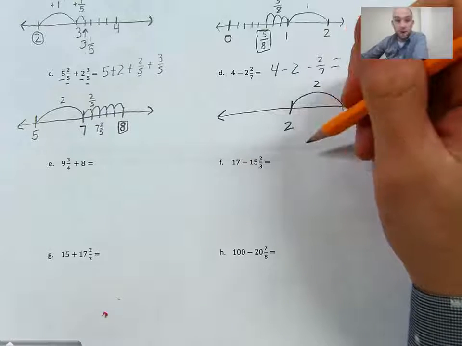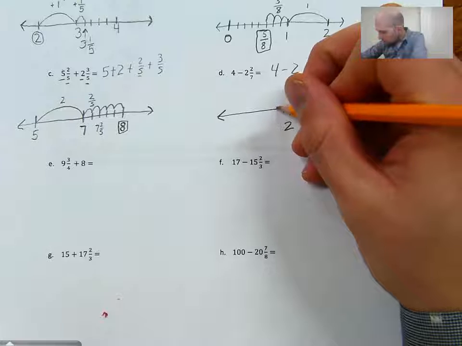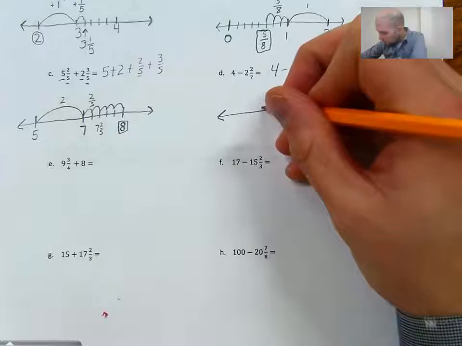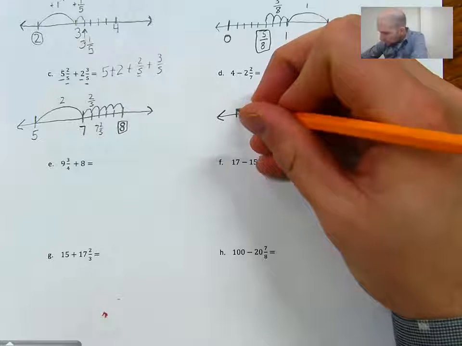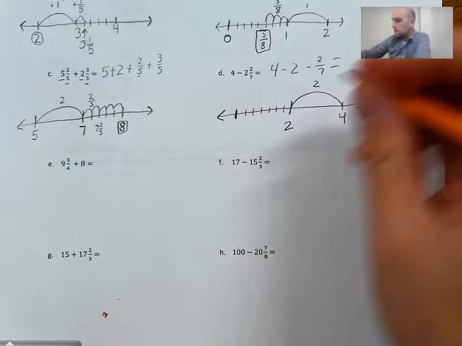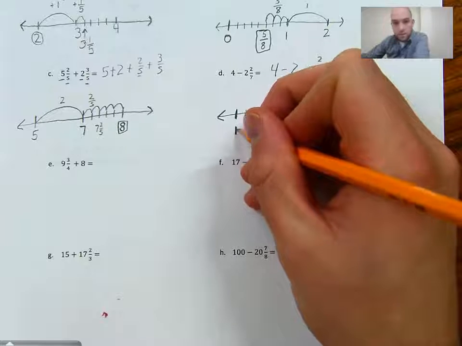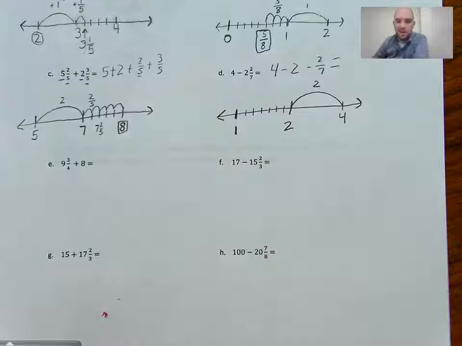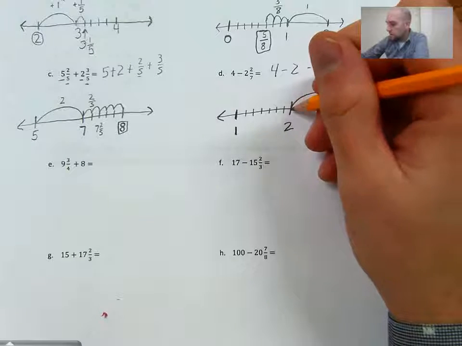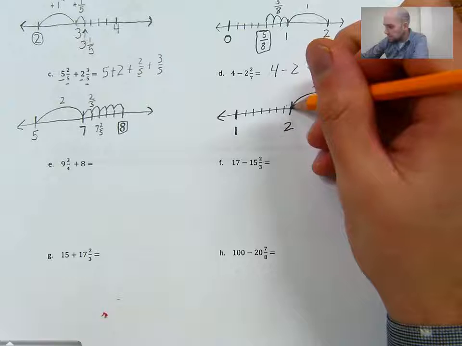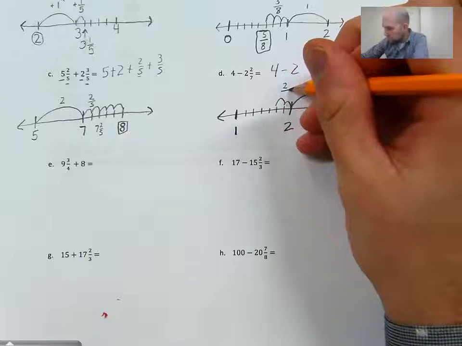Now I need to subtract 2/7. So I go 1, 2, 3, 4, 5, 6, 7. 7/7 back from 2. 2 minus 1 would be 1. So there's my next whole number. I always like to go back to my next whole number line if I can. Now 2 minus 2/7. 1, 2/7.